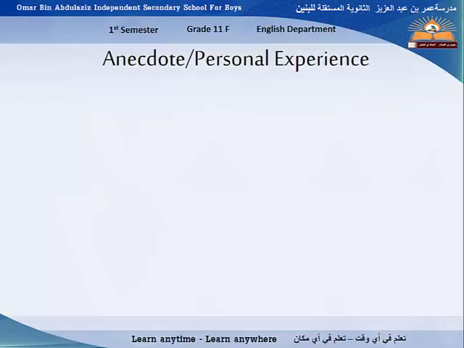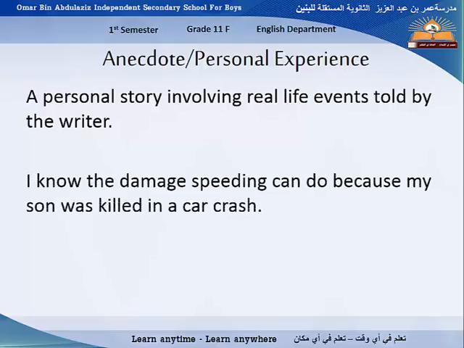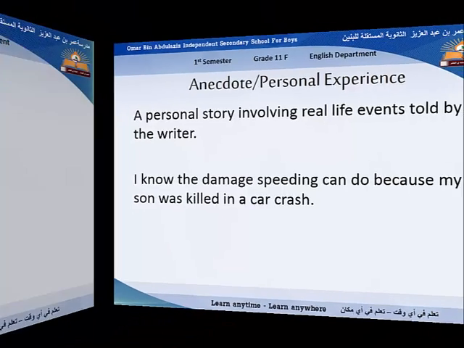Also, there is another persuasive technique, which is anecdote. Anecdote, or mentioning your personal experience or something that happened to you personally, is also a very good style or persuasive technique. For example, a personal story involving a real life event told by the writer. Here is the example: I know the damage speeding can do because my son was killed in a car crash.